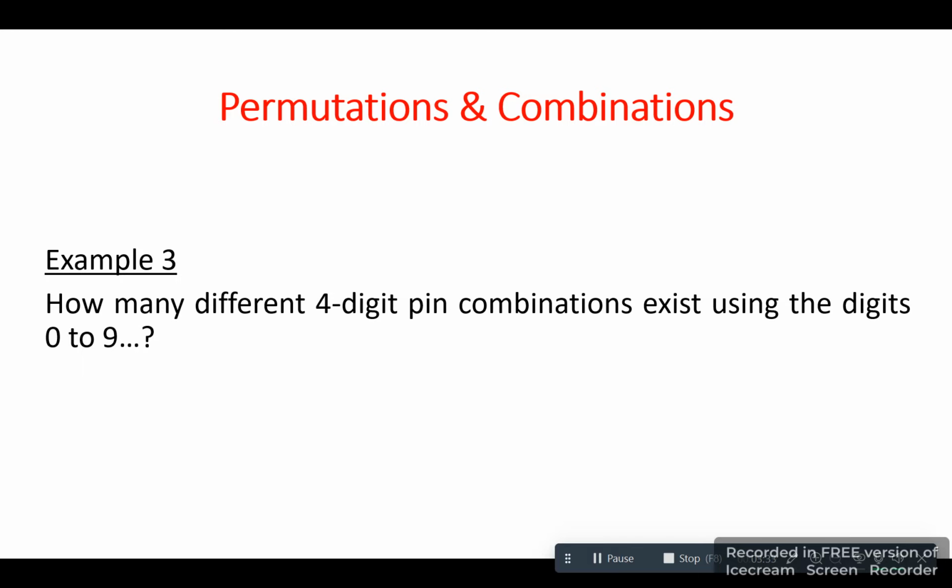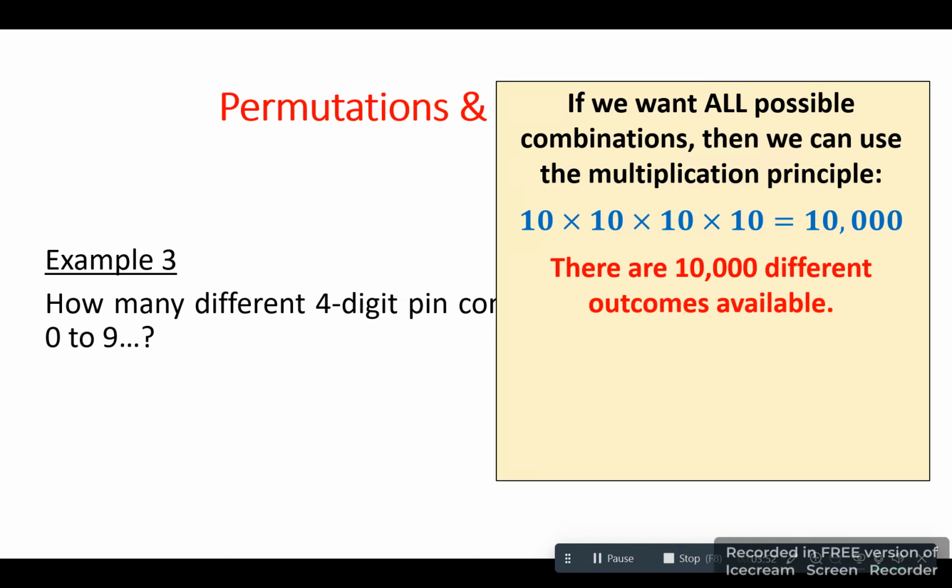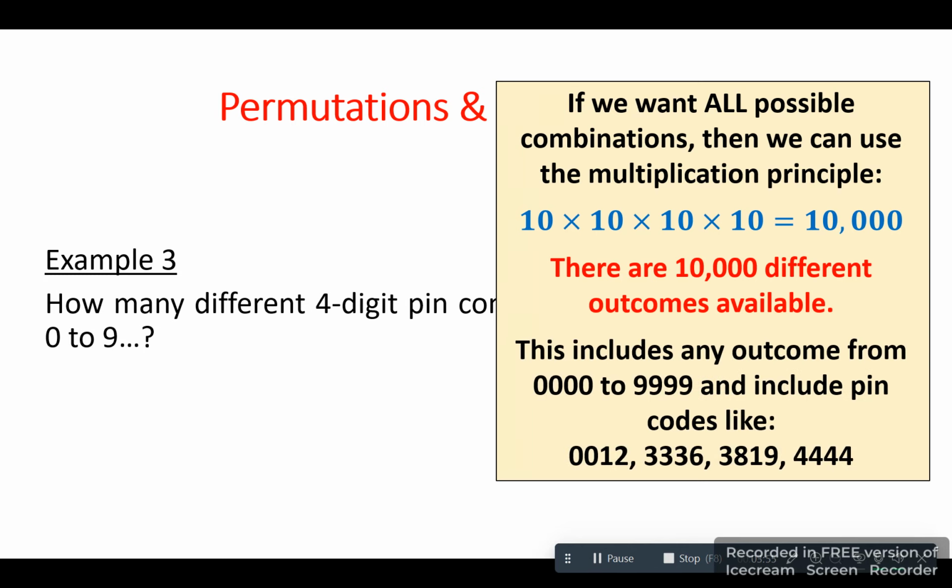Let's get into example 3. How many different 4-digit PIN combinations exist using the digits 0 to 9? If we want all possible combinations, we just use the multiplication principle. There's 10 digits for the first number, 10 digits for the second, 10 for the third, and 10 for the fourth, giving us 10,000 different outcomes. Now these include all different outcomes, including repeats like 0012, 3336, or 4444.